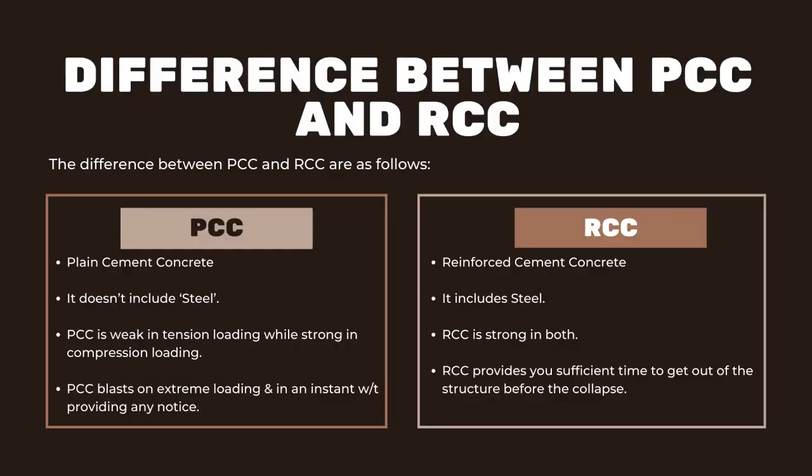Difference between PCC and RC. The differences between PCC and RC are as follows. PCC, plain cement concrete. It doesn't include steel. PCC is weak in tension loading while strong in compression loading. PCC fails suddenly on extreme loading, without providing any notice. While RC, reinforced cement concrete, includes steel. RC is strong in both. RC provides you sufficient time to get out of the structure before the collapse.